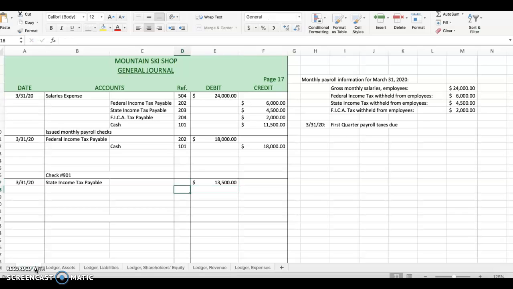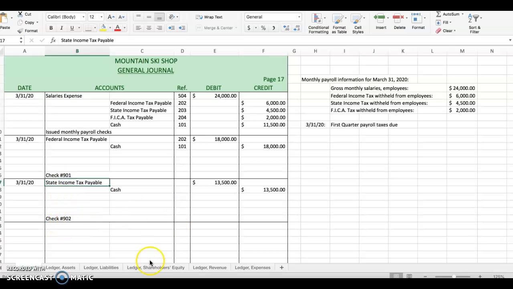And once again, our cash account gets credited by the same amount. That's what we're spending, $13,500. And this would be check number 902. Has to be a different check because the first one went to the federal government. This goes to the state government.